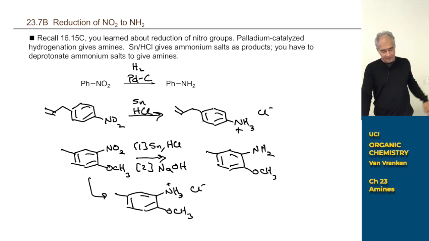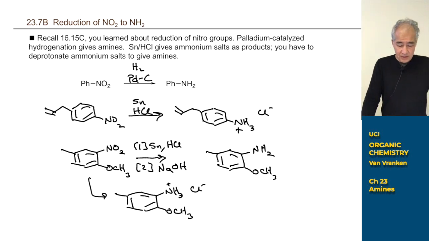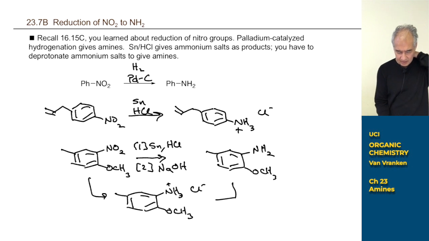All right, so we reduce nitro groups to amines, to aromatic amines. We call those aromatic amines anilines. That's the name for an amino group on a benzene ring: an aniline. And in the tin method, you have to work that up using sodium hydroxide.